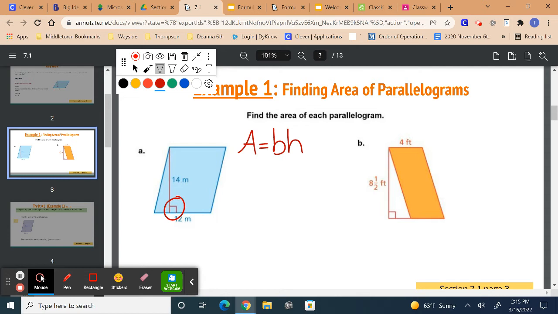Which one is your height? Maddie. 14. Okay. They made it a little easy for you because how many numbers did they give you? Just 2. All right. But you need to be careful because if you say your base is 14, I'm going to have to say you're wrong. Your base is not 14. What's your base? 12. Okay, so you need to make sure you put it under the right category. So B is 12, and what's H? 14.